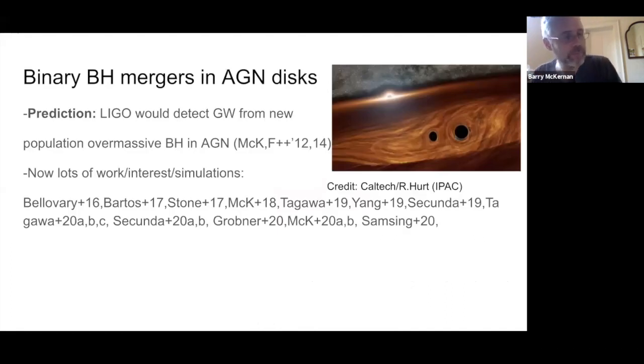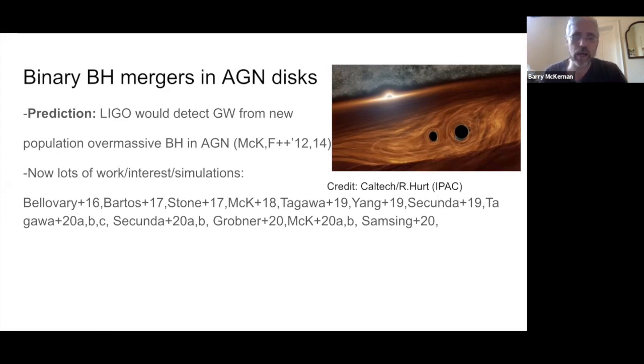So, yeah. About, I guess, 7 years ago, we predicted that embedded black holes in AGN disks could find each other, form binaries, and merge, and that population of merged black holes could be detected by LIGO in gravitational waves. You get this population of overmassive black holes. And there's sort of been an explosion of interest in this channel since then.